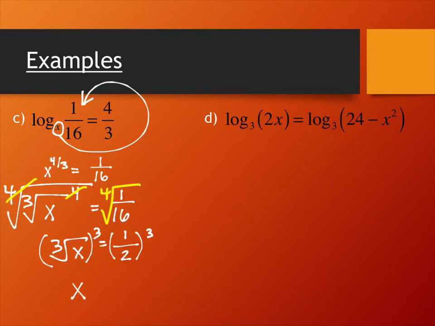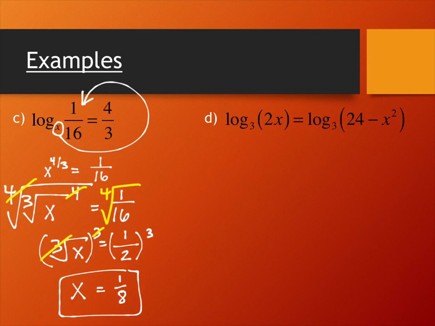So on the left-hand side again, the cube root and the cube cancel. What is 1/2 to the 3rd power? 1/8. And you get the same thing if you cube it first and then 4th root it second. It's fine.